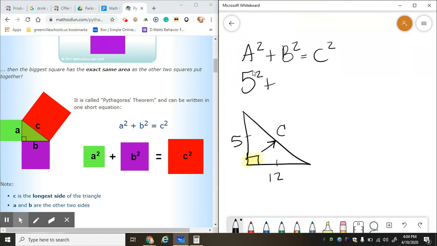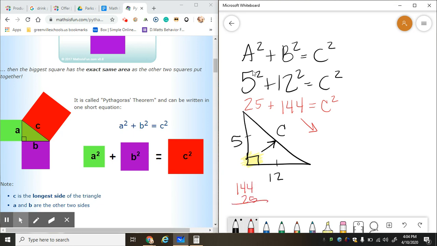So 5 squared plus 12 squared equals C squared. From here, you're just using simple algebra to solve for C. So 5 times 5 is 25. 12 times 12 is 144 equals C squared. So 144 plus 25 is 169. Okay?